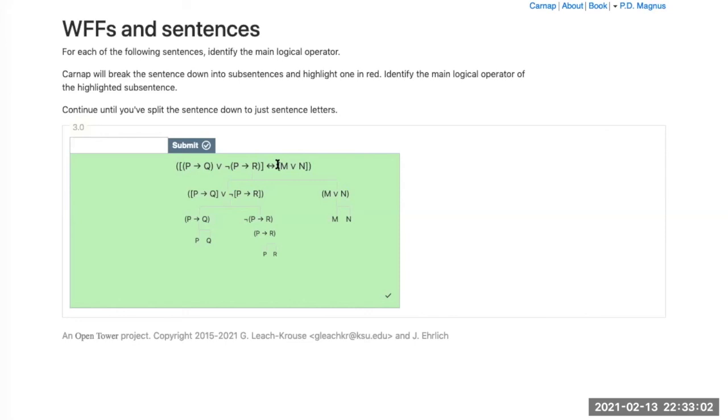So when you do this first exercise, you'll learn to think about the structure of sentences. And the point of that, beyond just understanding how sentences work, is that it also allows you to think about the order in which you'll have to do the columns of truth tables.